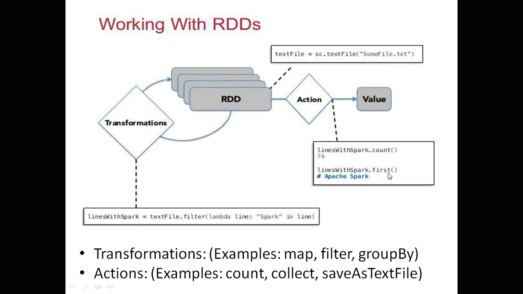If you want to get the first value from your RDD, then you can use RDD.first. Some of the action examples are count, collect, and saveAsTextFile. saveAsTextFile writes whatever data is in the RDD into text files.